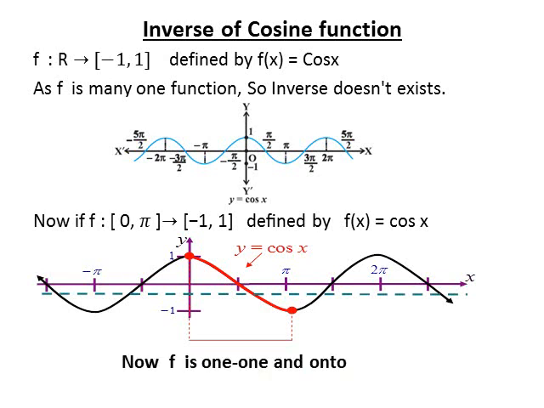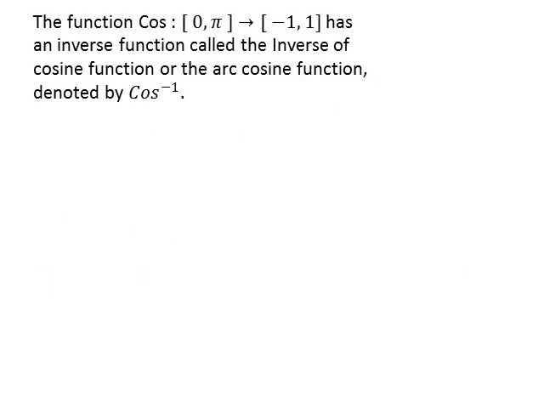Not only in this interval, if we take the interval pi to 2 pi or minus pi to 0 or any other in this way, the trigonometric cosine function is bijective. So cosine function is not bijective on the whole real line, but partially it is. So cosine function with domain closed interval 0 to pi and range closed interval minus 1 to 1 is bijective.